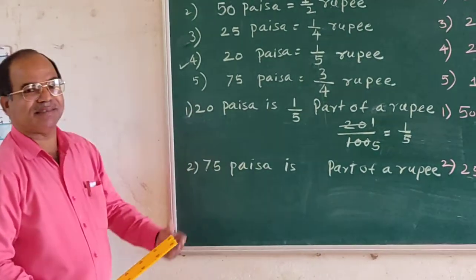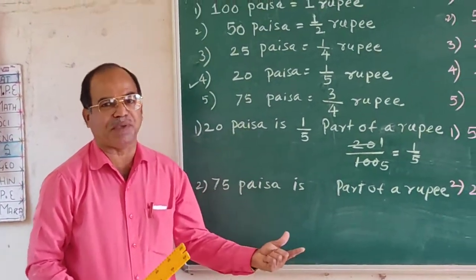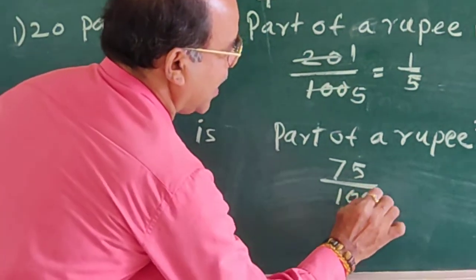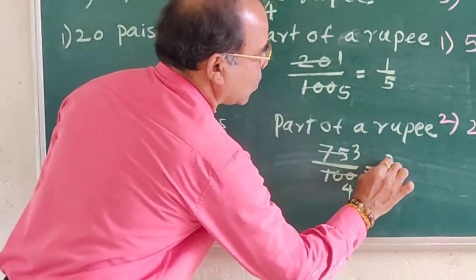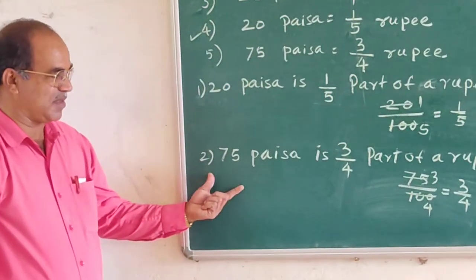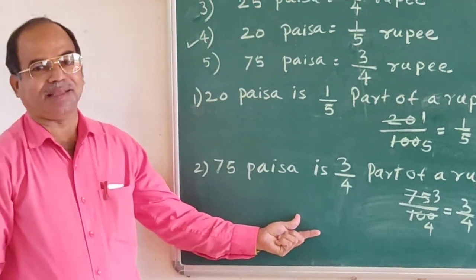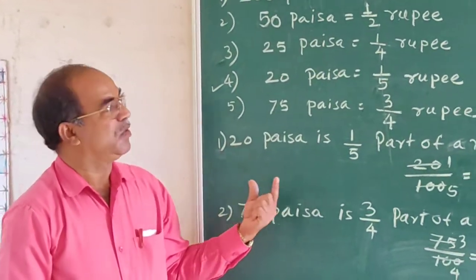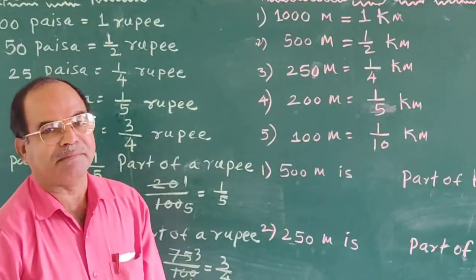Okay. Then one more example we will discuss. 75 paisa is a dash part of rupee. So here 75 divided by 100. Dividing by 25, 75 upon 100 is equal to 3 upon 4. So 75 paisa is a 3/4 part of rupee. So these two examples I think are enough to know what is the part of that whole.